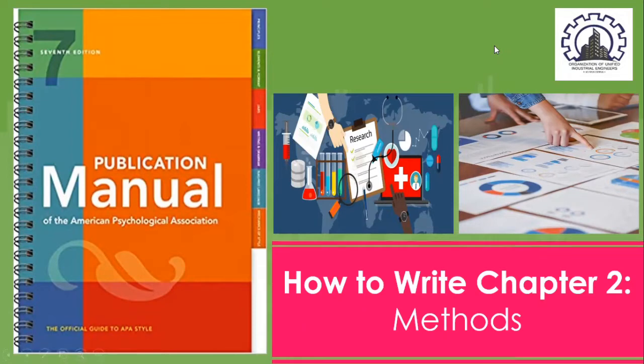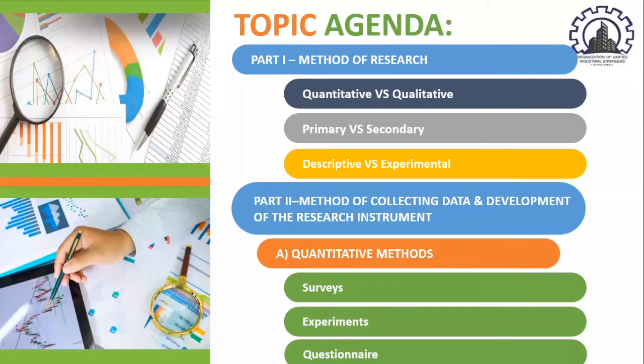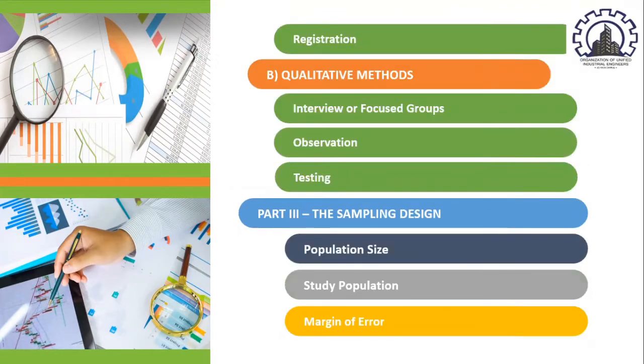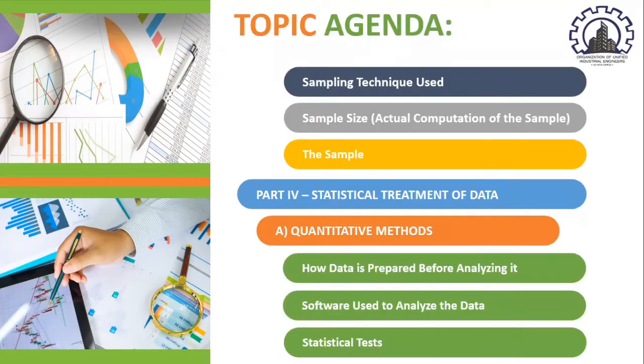And today we will discuss the topic how to write Chapter 2 Methods applying the APA 7th edition. Now, in today's lesson, there are four key areas that I'm going to be discussing today. First, we have the method of research. Second, we have the method of collecting data and development of the research instrument. Third, we have the sampling design. And finally, we have the statistical treatment of data.